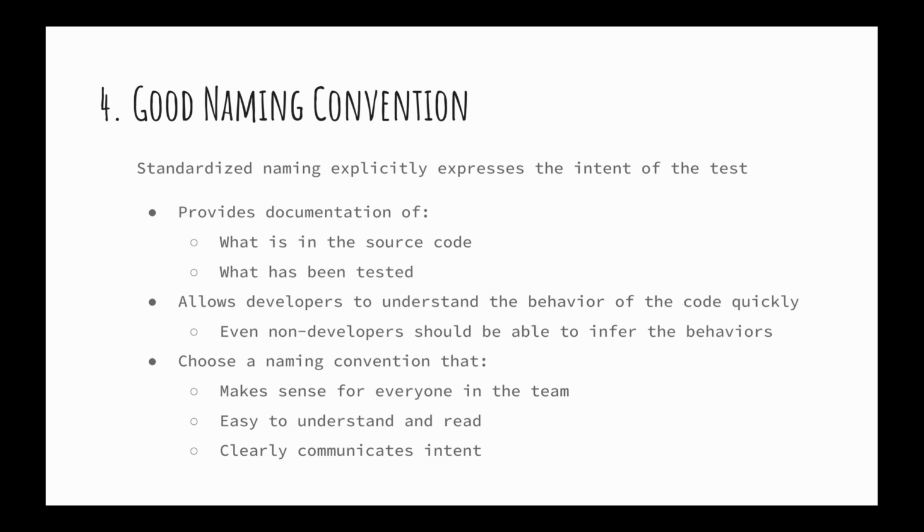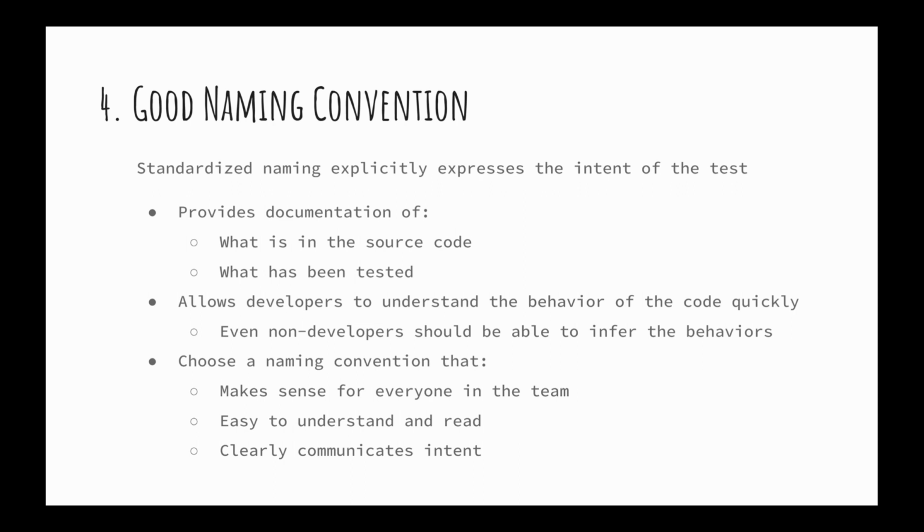The next best practice that you want to keep in mind is good naming convention. Standardized naming explicitly expresses the intent of the test. It provides documentation of what is in the source code, what has been tested, and it also allows developers to understand the behavior of the code quickly. Sometimes they just want to look at it and quickly understand what's being tested and what behavior it's focused on.